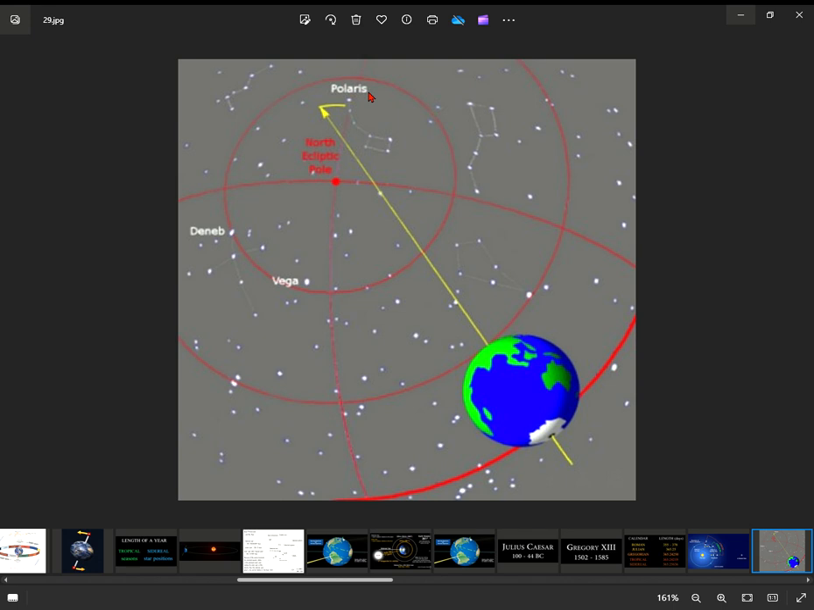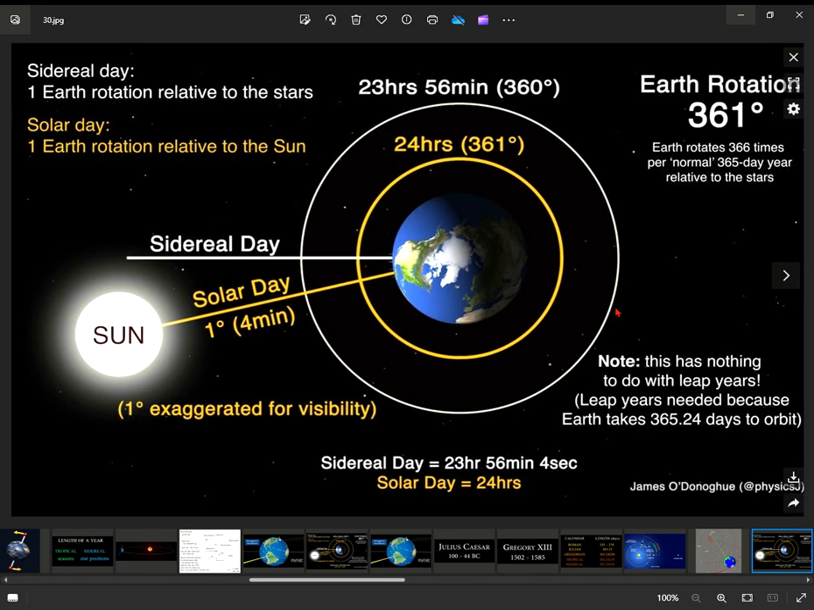With Polaris currently serving as the reference star. Each sidereal day is shorter by about 4 minutes than a solar day, and a sidereal year in sidereal day terms is about 1 day longer than a solar year in solar day terms.